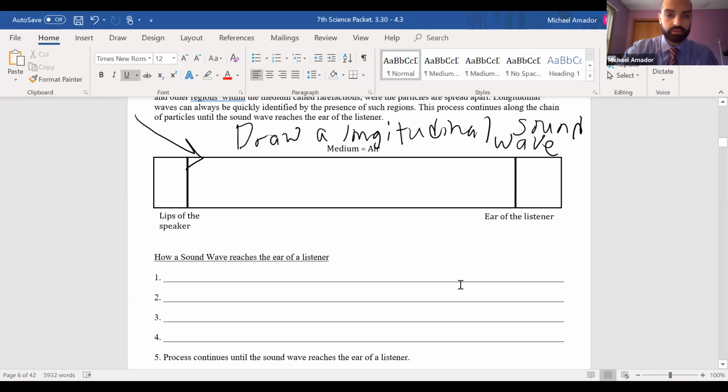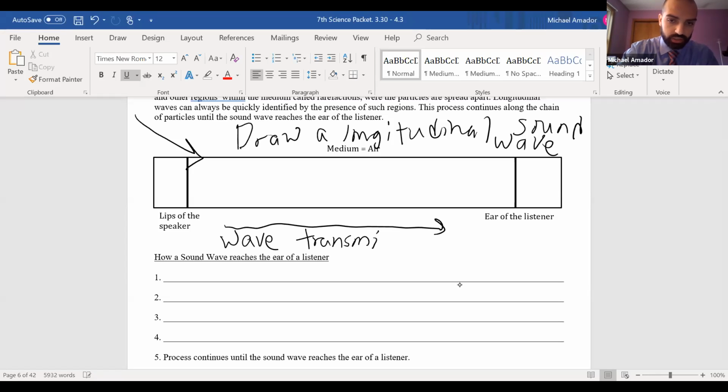I'm going to start to annotate a few things in there. So if you're still thinking, I'm going to draw a few supports in here to help you along. We know that the wave transmits energy from the lips of the speaker to the ear of the listener. So we know that the energy is moving from left to right.